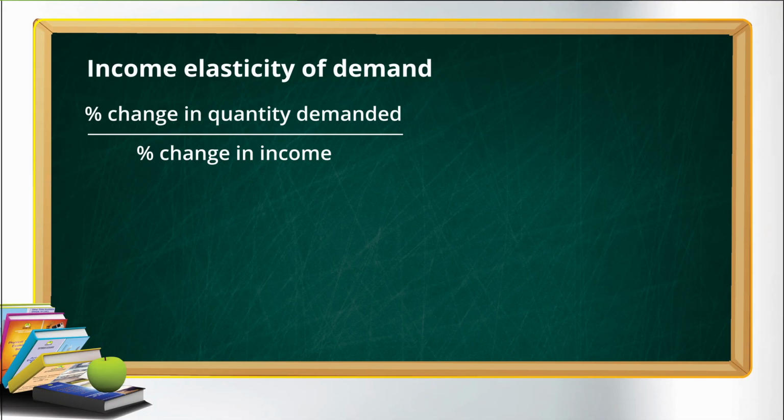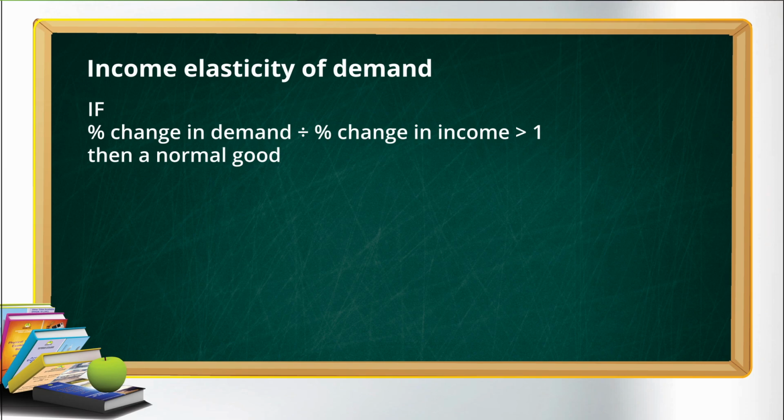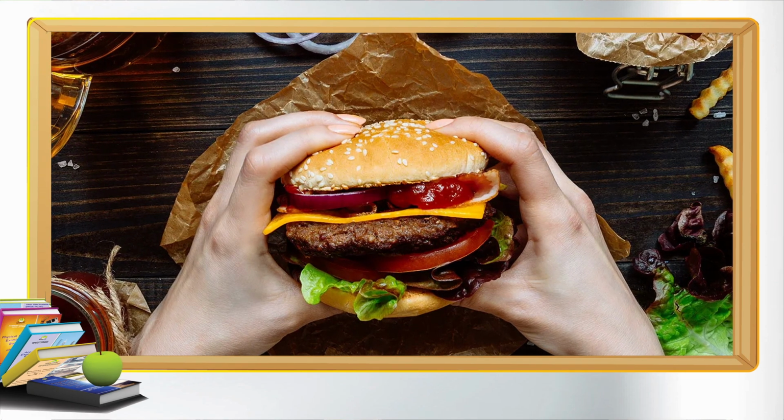To calculate income elasticity of demand, we divide the percentage change in quantity demanded by the percentage change in income. Again, to calculate income elasticity of demand, we divide the percentage change in quantity demanded by the percentage change in income. If the answer we get is bigger than 1, we produce a normal good. But if the answer we get using the formula is less than 1, the demand for that good is inelastic, meaning that good is an inferior good. The product is inferior.